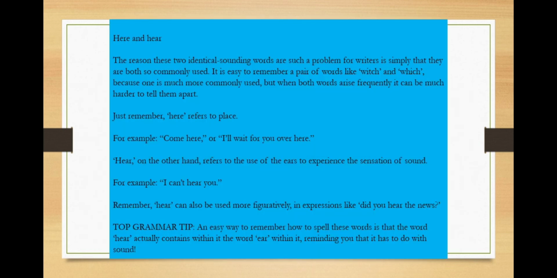For example, pair, pear, pare; two, four, and for. The example of our sentence: here and hear. The reason two identical sounding words are such a problem for writers is simply that they are both commonly used. It is easy to remember a pair of words like watch and witch because one is much more commonly used, but when both words arise frequently, it can be much harder to tell them apart. Just remember, here refers to place. For example, come here, or I'll wait for you over here.